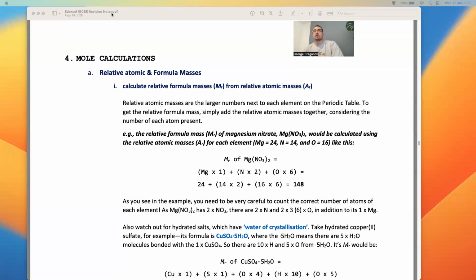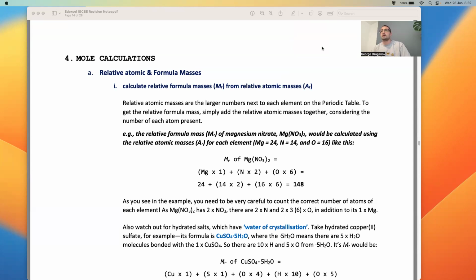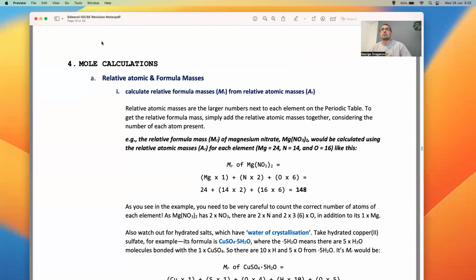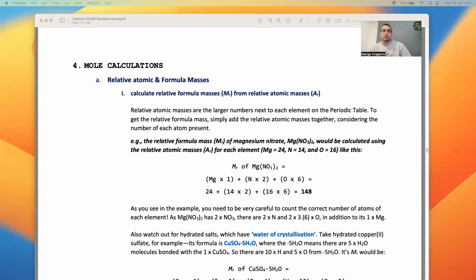Welcome to the first lesson of calculations. Today we're going to look at how to calculate relative atomic mass and how to calculate relative formula mass. The first thing we need to do is look at relative atomic mass.